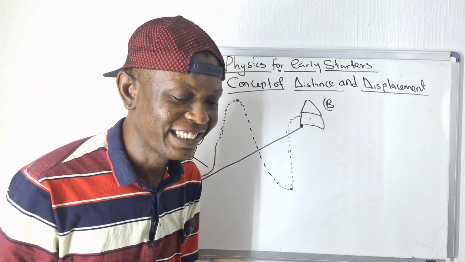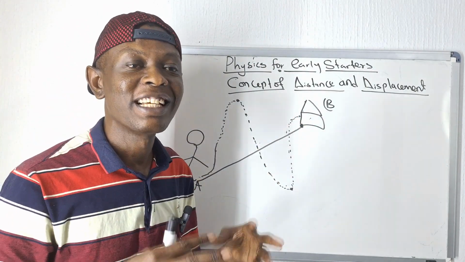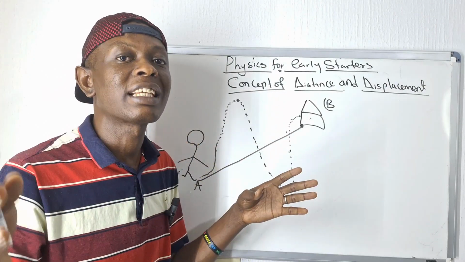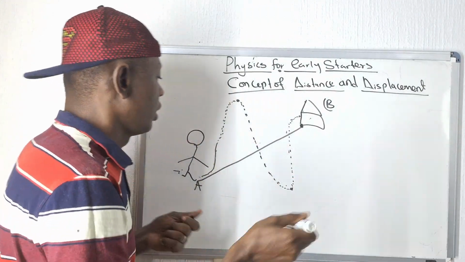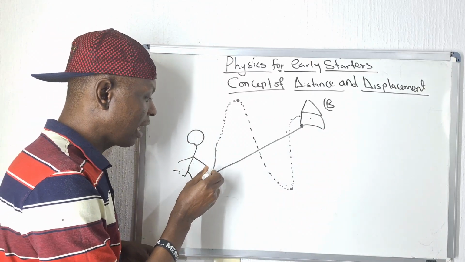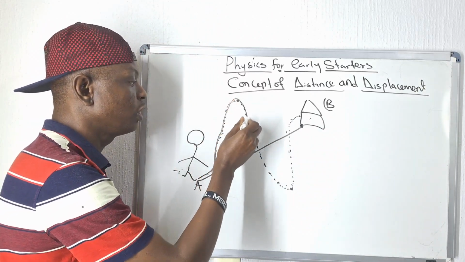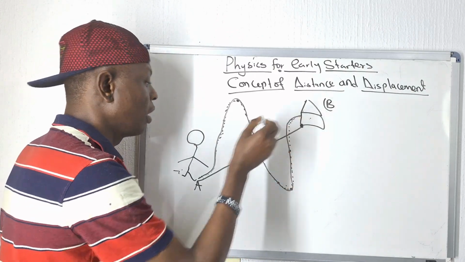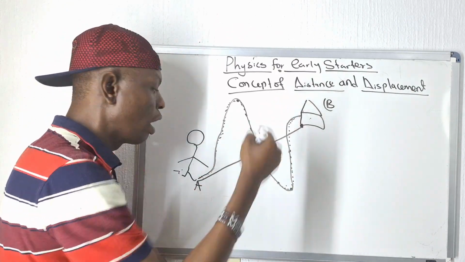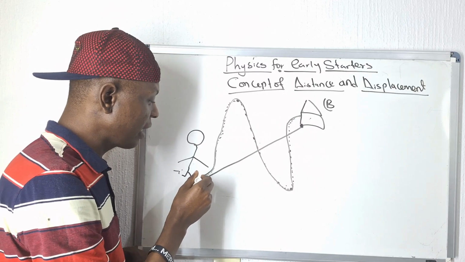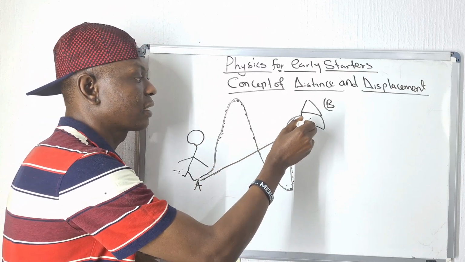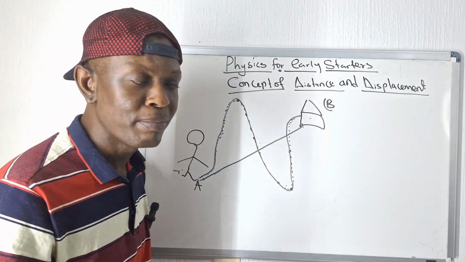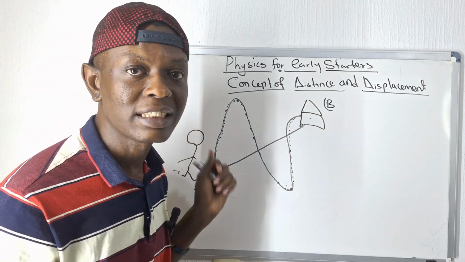Now, distance is all about the measure of how far an object is from its starting point. So distance entails the total path of the journey. It covers the total path that Obi took to get to the house. But his displacement is simply the shortest distance for him to get to his house. That's what displacement is, and that's what distance is.